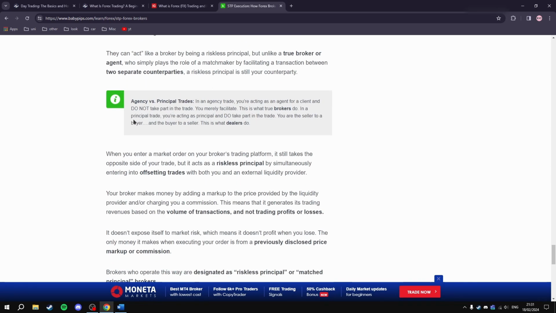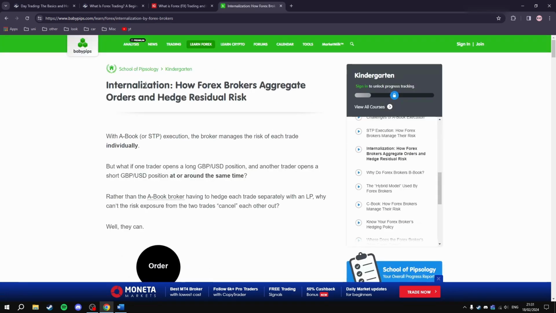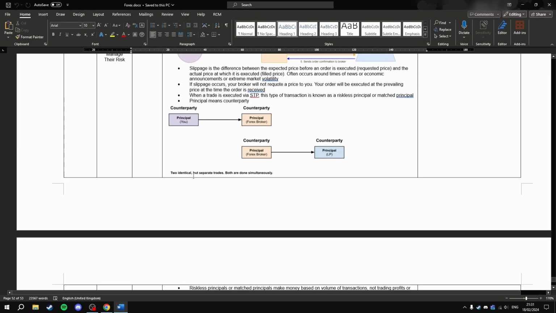And then we're currently on internalization, how Forex brokers aggregate orders and hedge residual risk. So let's get started then.